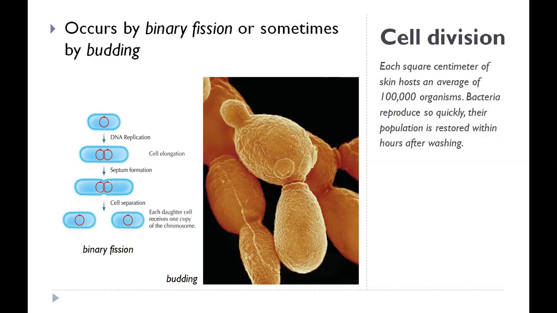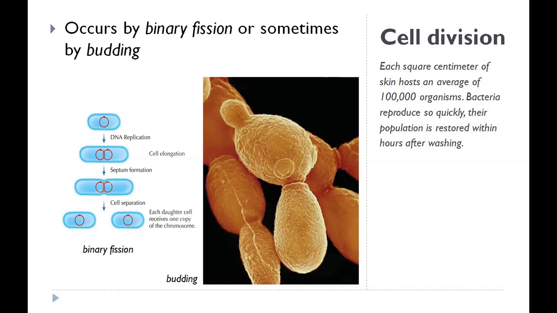Once the septum formation is completed, that means all the organelles which were duplicated are now divided between the two cells, and then the last stage will be cell separation. So once septum formation completes, two cells get separated. Two cells are generated from one mother cell. That is why this process is known as binary fission. This is the common mode of reproduction for bacteria.